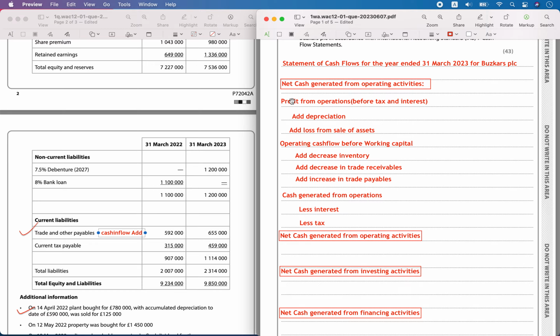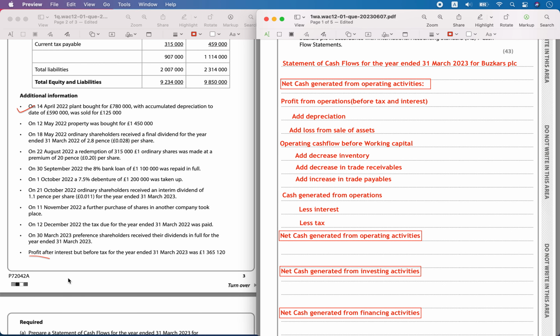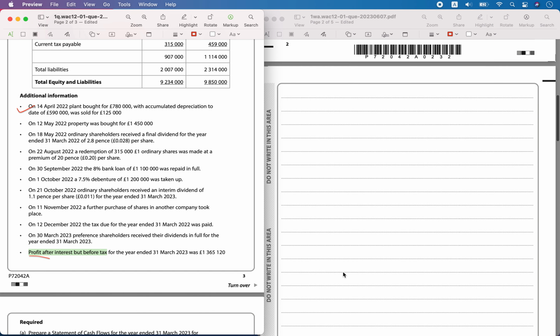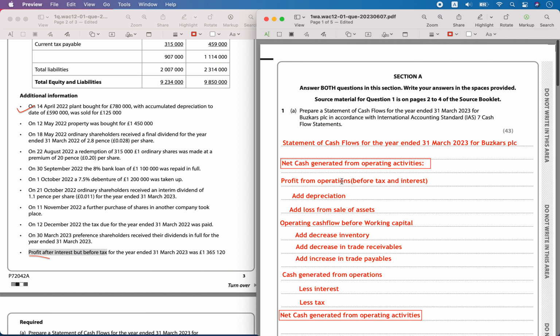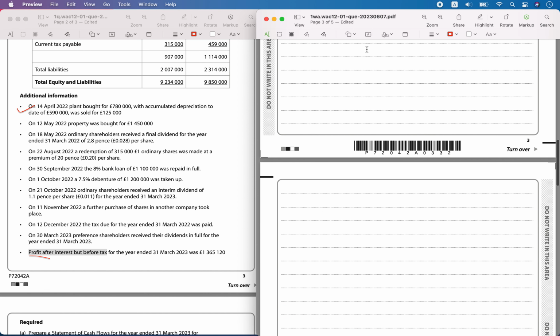So let's do this part. Let's first calculate the profit from operations before tax and interest. So as I told you, let's take that this was profit after interest but before tax. That was given here. So we have to find the profit from operations. I'm going to take it and place it here for a working.